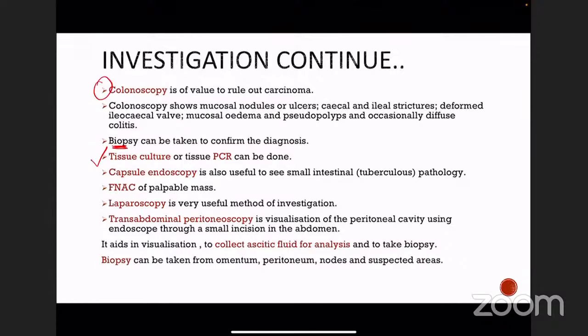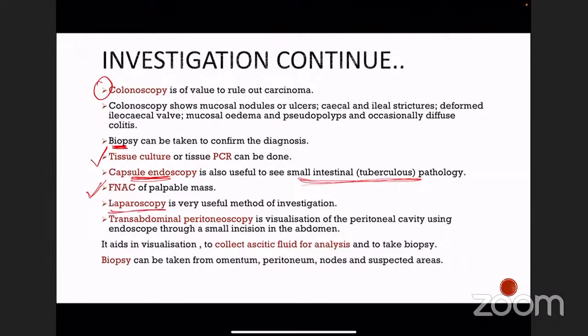Another option: if the colonoscopy is difficult to do, then we can do capsule endoscopy. It is also useful for small intestine tuberculosis. FNAC of the palpable mass: if the mass is easily palpable in the RIF and easily accessible, then we can take direct FNAC also, without colonoscopy, and send it for investigation.